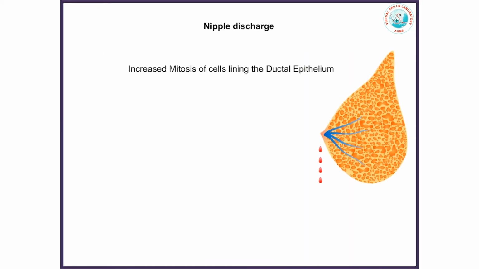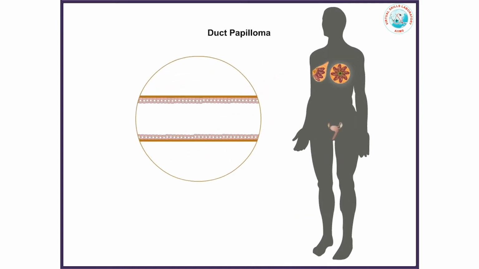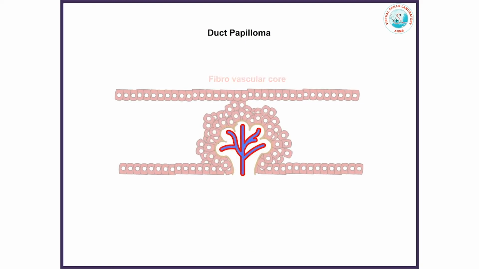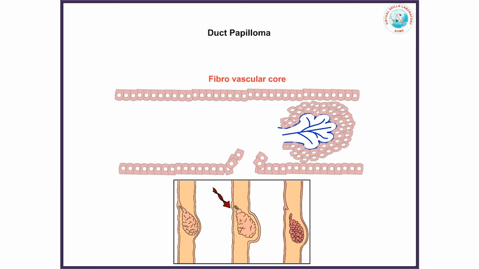Proliferation of the ductal epithelium leads to ductal hyperplasia, which may result in increased secretion presenting as physiological nipple discharge in some ladies. Localized growth of cells within a dilated duct leads to a papilloma formation. It has a central fibrovascular core and papillae lined by myoepithelial and luminal cells. Sometimes the papilloma may undergo infarction by torsion of the stalk, resulting in bloody nipple discharge.